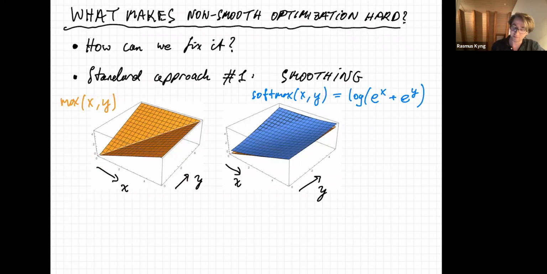Then we can replace that with a softmax. So that's this blue curve here. For the softmax of x and y, I'm taking the log of the sum of exponentials of the different coordinates. Okay, so this just puts a lot of emphasis on whatever is the largest coordinate.